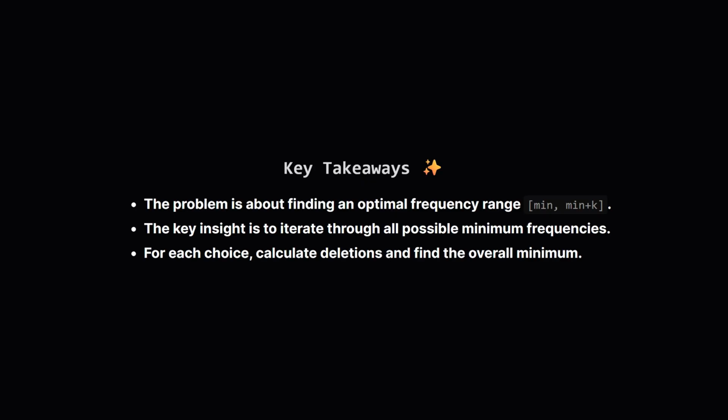Let's do a quick recap. The problem was all about getting character frequencies to fit inside a certain window of size k. The brute force approach is too slow, so we found a much cleverer way. The main trick was to realize we can just test every existing frequency as the potential minimum of our final string. For each of these potential minimums, we calculate the total deletions required. We find the minimum cost among all these scenarios, and that gives us our final answer.